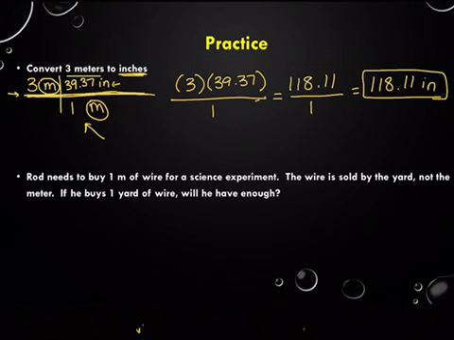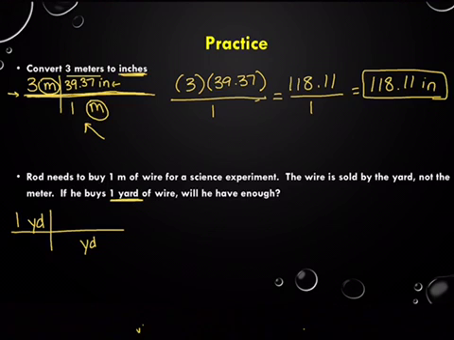So what about another one here? Rod needs to buy 1 meter of wire for a science experiment. The wire is sold by the yard, not the meter. If he buys 1 yard of wire, will he have enough? So again, start with what you are given. He buys 1 yard. So 1 yard. And we need the unit of yard to go away, so we put it on the bottom.